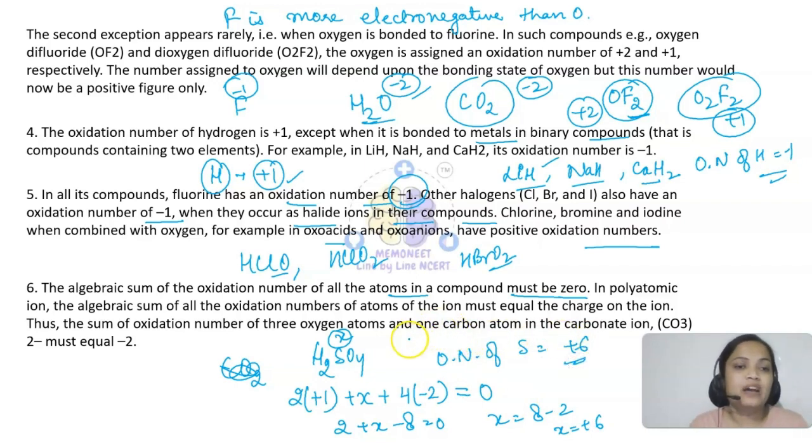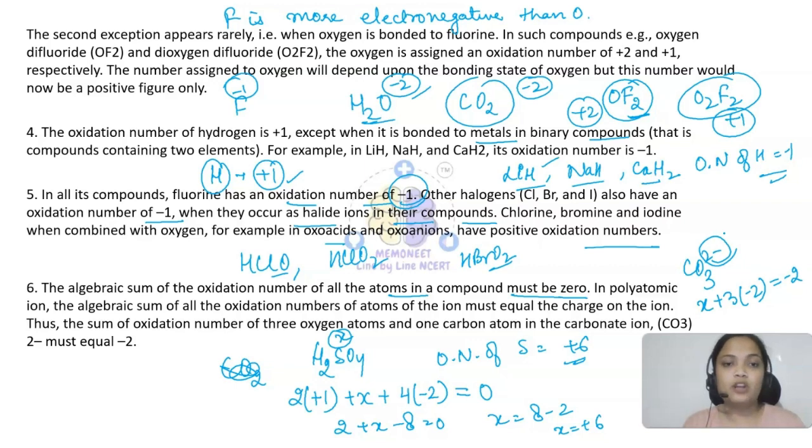But if I am having some charges, in that case the algebraic sum will be equal to the charge. Let's say I have the carbonate ion. When I am doing the sum, I have to find the oxidation number for carbon, +x into oxygen. Now the sum will be equal to -2 because the charge is -2 in this case. So for polyatomic ions, the sum will be equal to the charge present on the ion. Keep that in mind. All right.